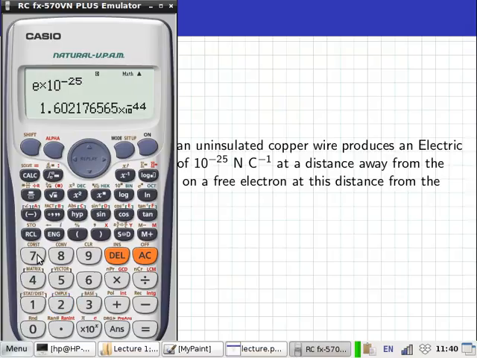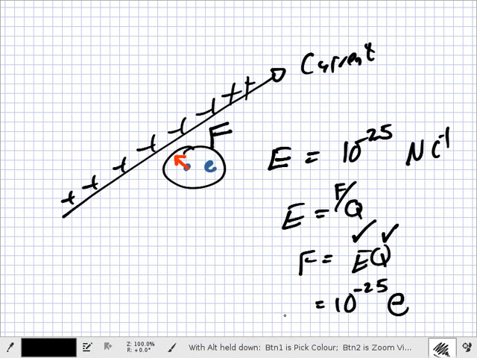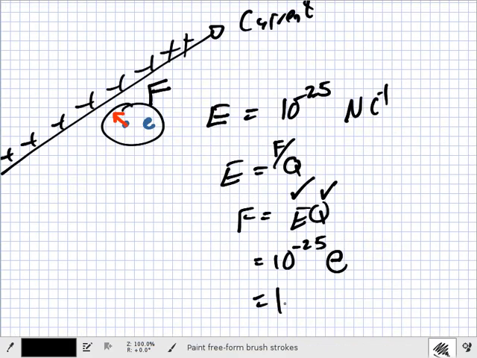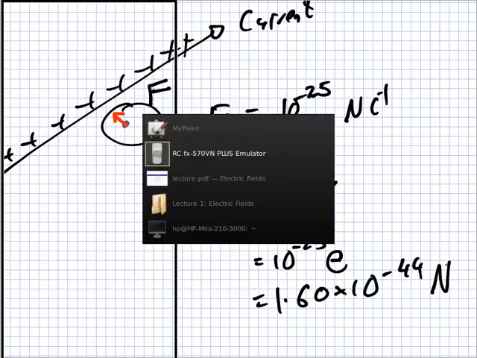You get this tiny force: 1.6 times 10 to the minus 44 newtons. Okay, is that okay, that one? Did you find it? Yep, okay. Next one. That's an easy one.